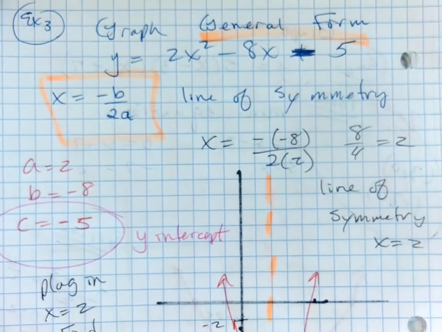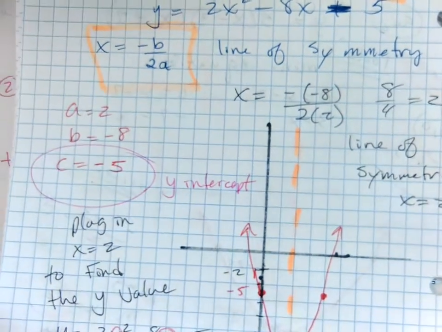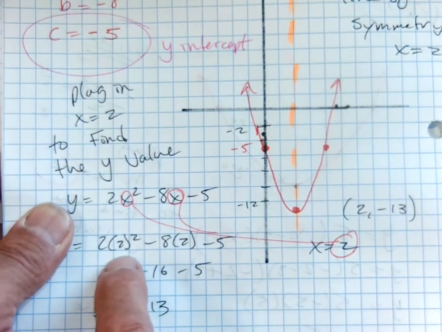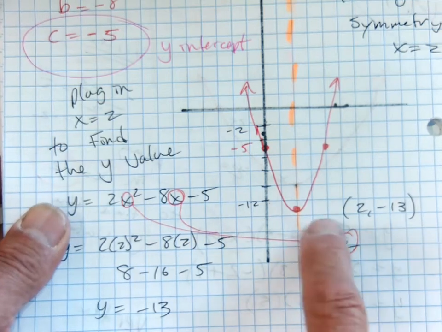So I plug in my 2. I need to find its corresponding y value. Plug in my 2 for x. Plug in my 2 for x. And plugged in 2 for x, and I get negative 13. So the vertex is at (2, -13).